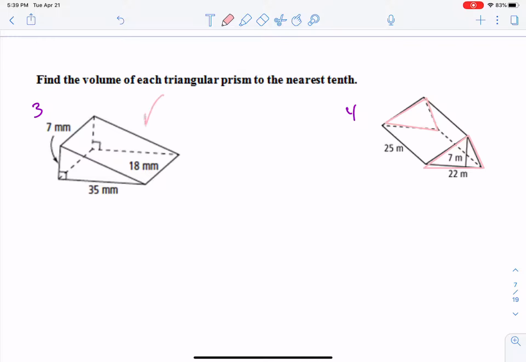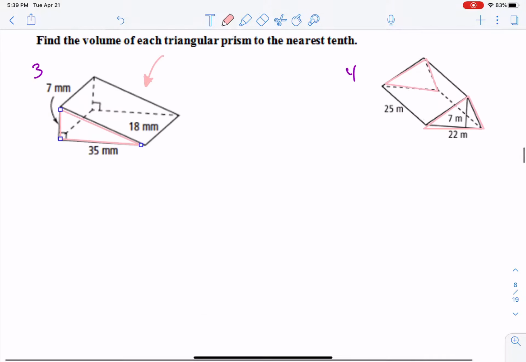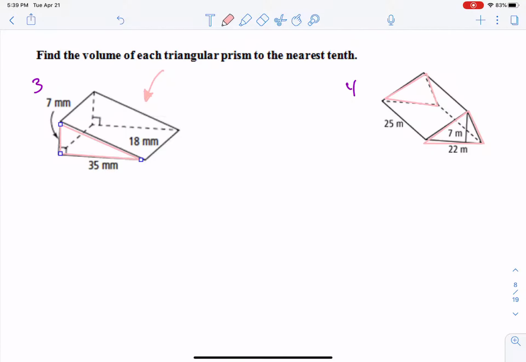And this block of cheese looking thing, this triangle is the base, because it is the piece that has a parallel matching shape. So these are the bases. So we'll just do one of these.